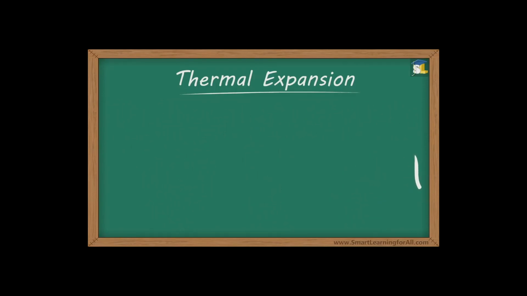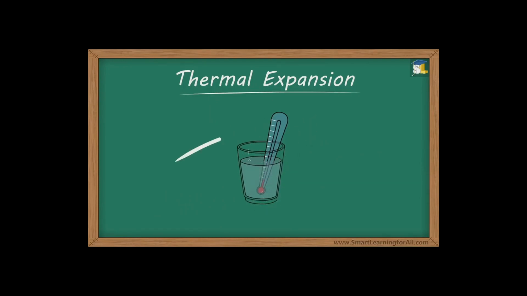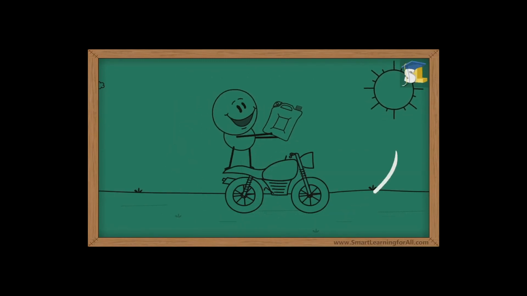Now, let us see how this concept of thermal expansion applies to a thermometer. A thermometer usually consists of a narrow tube with a small bulb at its one end. The bulb and a part of the narrow tube is filled with mercury, which is liquid at room temperature. Now, when a thermometer is placed in hot water, mercury inside it expands due to thermal expansion, and as a result, its level rises.